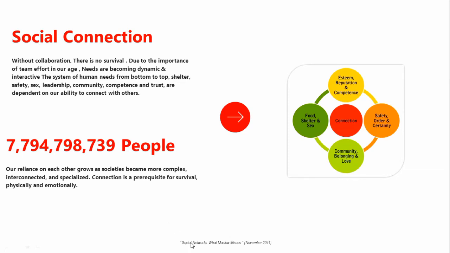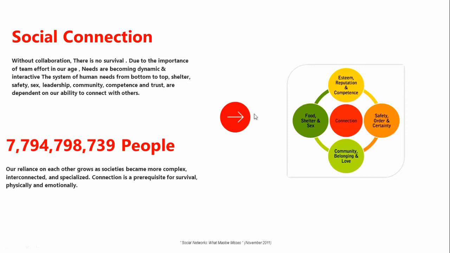And you can refer to the social networks article. You can find these articles in Google. It's called Social Networks, What Maslow Misses, November 2011. So Maslow talked about food and shelter and community, safety, self-esteem in his pyramid, but he forgot the connection side in his thesis.